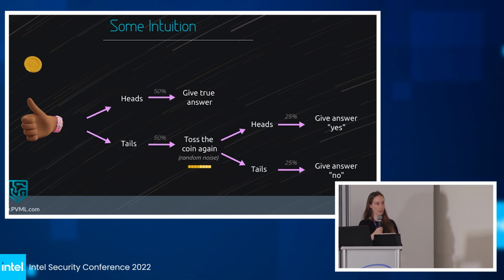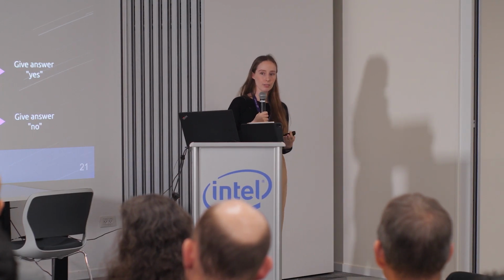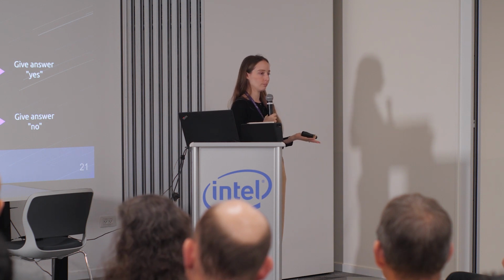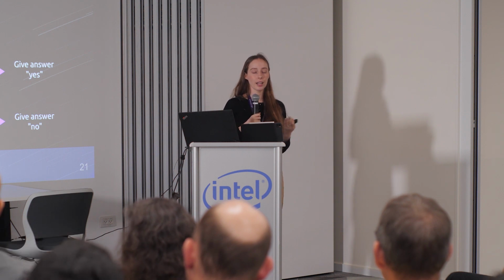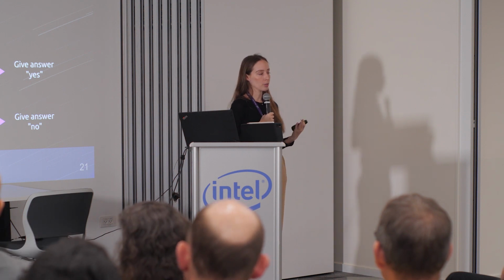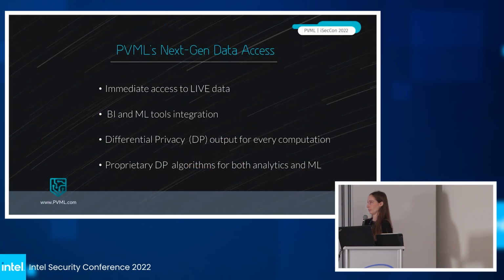Okay, that's kind of cool, right? But where's the catch? The catch is that differential privacy is not a technology. It's a definition or a promise. And the challenge is to implement algorithms that keep those promises. And that's exactly what we did at PVML.